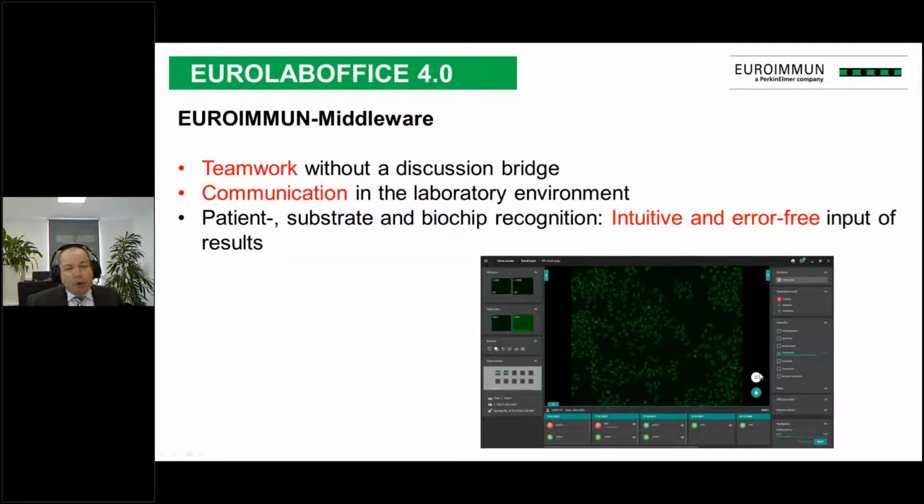The excellent support of the EUROPattern for the evaluation and archiving of the results was already described. One must not underestimate the advantages of EUROPattern for communication in the laboratory environment: intuitive and error-free input of the results, thanks to patient, substrate, and biochip recognition.